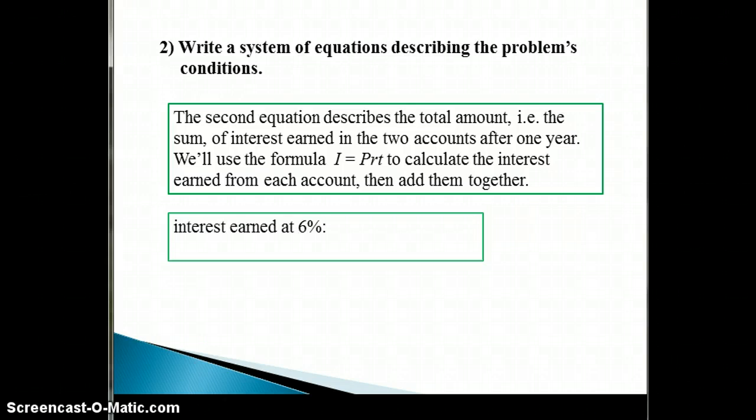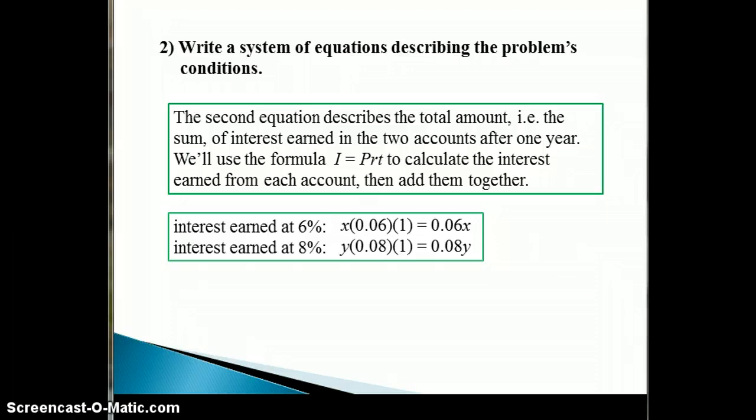The interest earned at 6% will be the principal, which is x, times the rate of 6%, which is 0.06 in decimal form, times the time, which is 1 year. And this simplifies to 0.06x. The interest earned at 8% will be the principal, which is y, times the rate of 8%, which is 0.08, times the time, which is 1 year. And this simplifies to 0.08y.